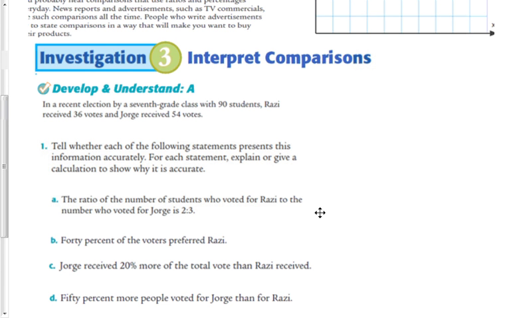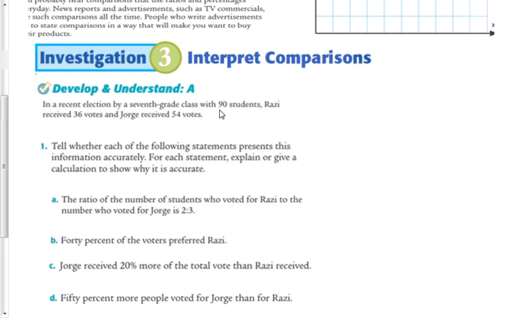It says in a recent election by a 7th grade class with 90 students, Razi received 36 votes and Jorge received 54 votes. All right, so we can see that Jorge won with 54 votes, Razi only had 36, but we can make those comparisons in a bunch of different ways. We're going to try and figure out whether these are correct comparisons or not.